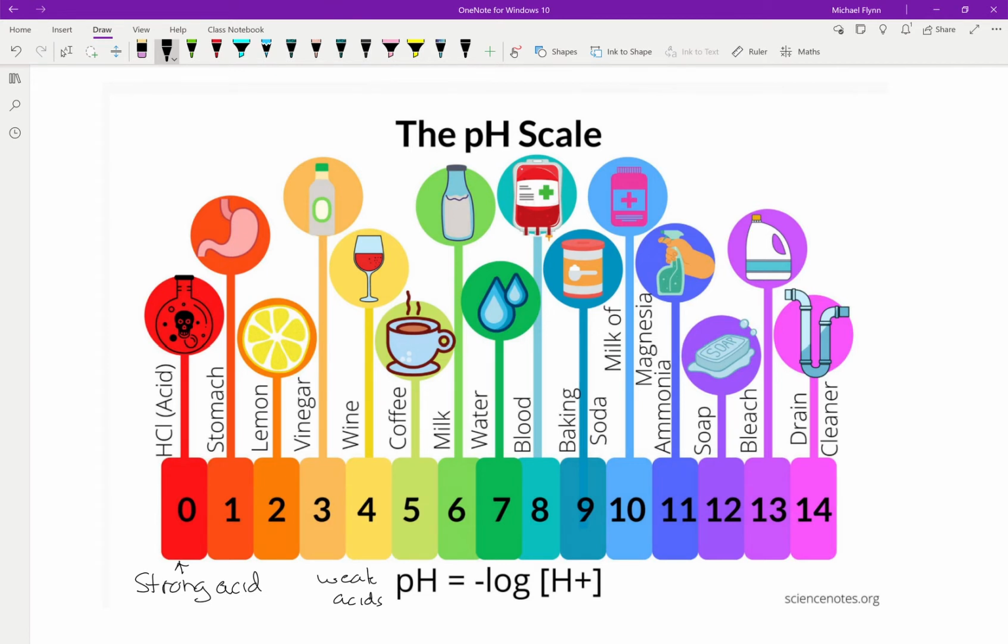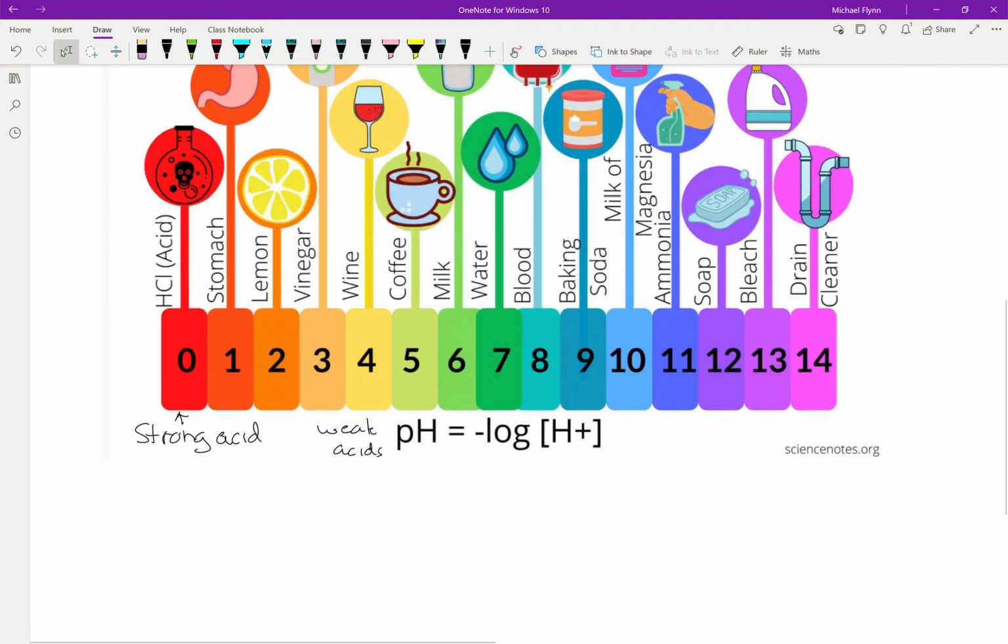Now when you get to 7, and 7 is the number that's right in the middle of this scale, so I'm going to just put a little arrow going down here. 7 is neutral, which means it's not an acid at all.